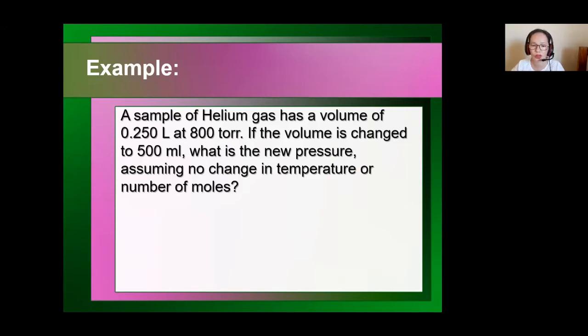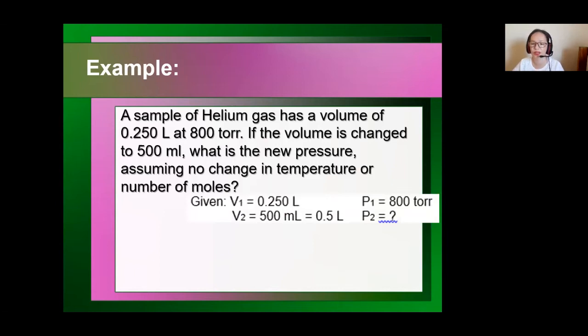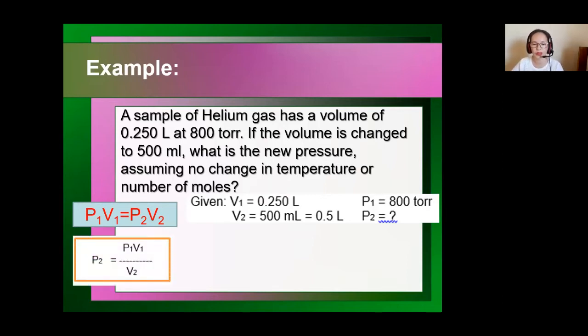So before you solve, you look at the units of liter and milliliter. You have to convert milliliter to liter, and that is 0.5 liter because 1,000 milliliters is 1 liter. Okay, so you need to find the new pressure, or P2, from the original equation P1V1 equals P2V2. How will you derive the formula for final pressure? Okay, so final pressure is P1V1 over V2.